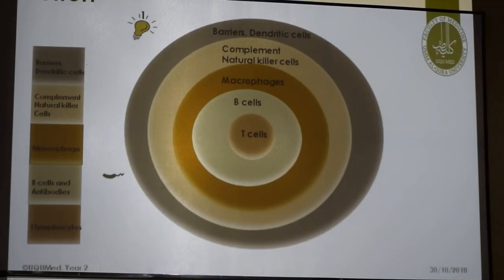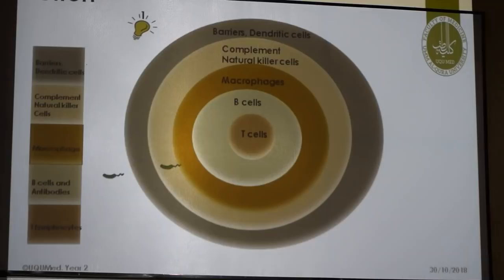Now, if somehow this bacteria has entered, in which domain does it exist now? Natural killer and complement. So there are two proteins. I'll give you just two examples at the moment. The Neisseria gonorrhoeae and Neisseria meningitidis. These are gram-negative bacteria which can cause meningitis, and they can be efficiently killed by complement proteins.